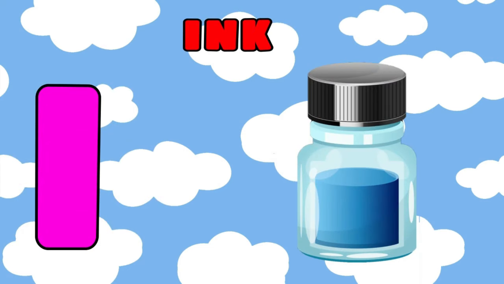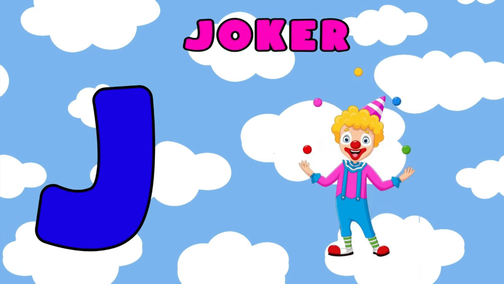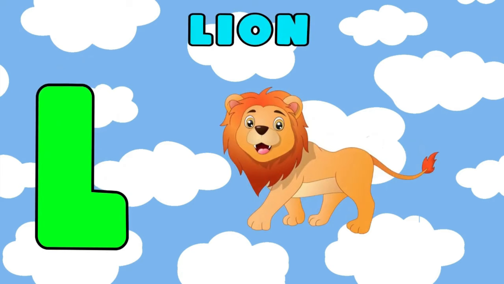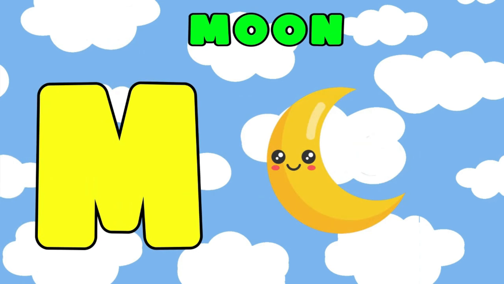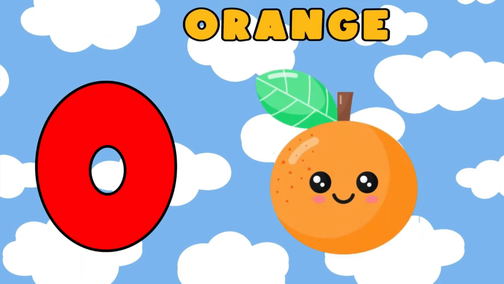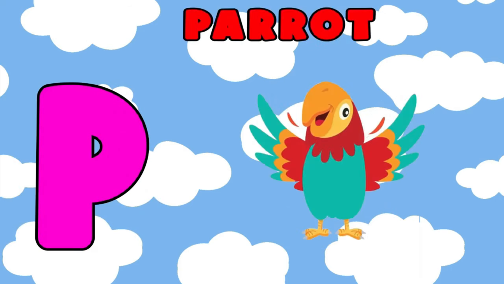I for ink. J for joker. K for kidney. L for lion. M for moon. N for nose. O for orange. P for parrot.